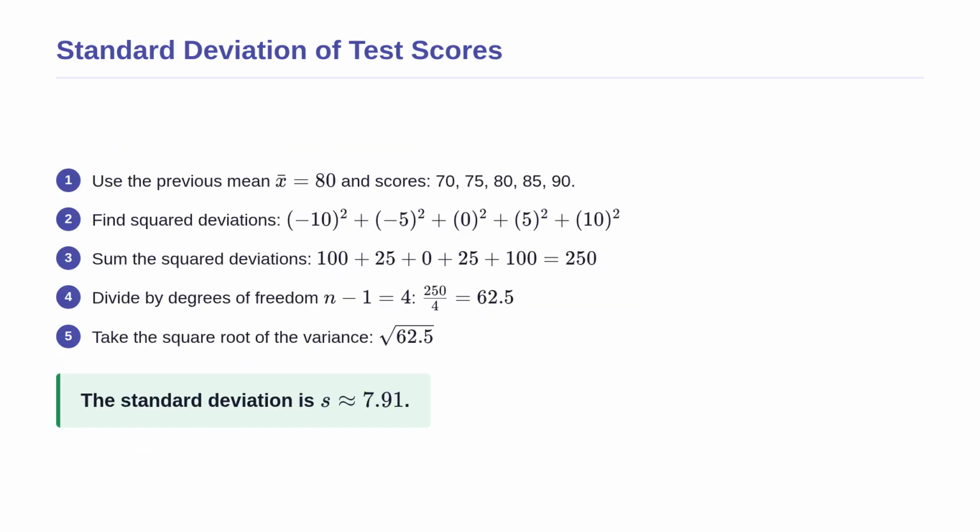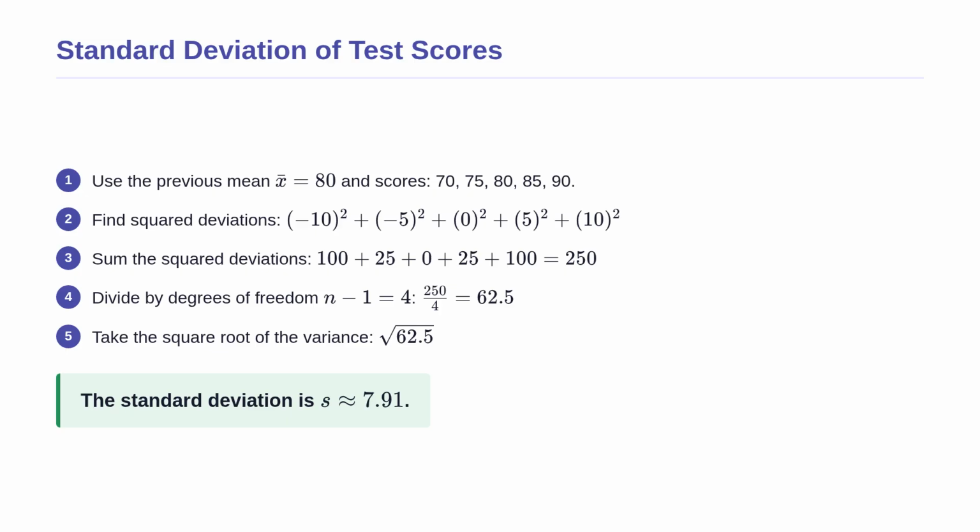Now that we have our formula, let us apply it to our previous test scores. We already know the mean is 80. First, we subtract this mean from each individual score and square the results. This gives us 100, 25, 0, 25, and 100. Squaring removes any negative signs that would ruin our calculation.